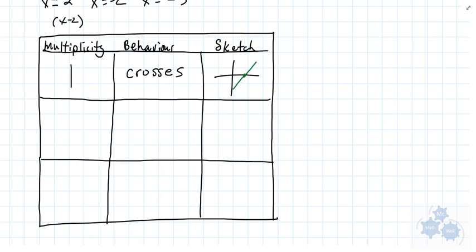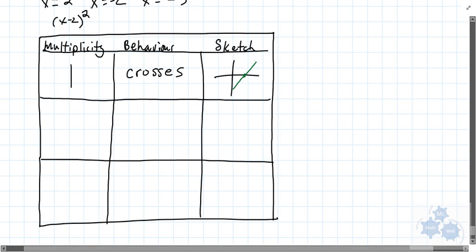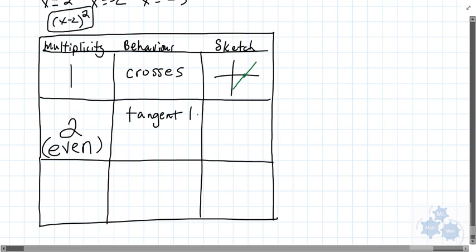Okay? If we had a multiplicity of 2, so like this factor up here, if it showed up twice in the list, multiplicity of 2, or really any even number, it's tangent to, but does not cross. And that graph would look like this. Comes down like a parabola, just touches and goes back up.